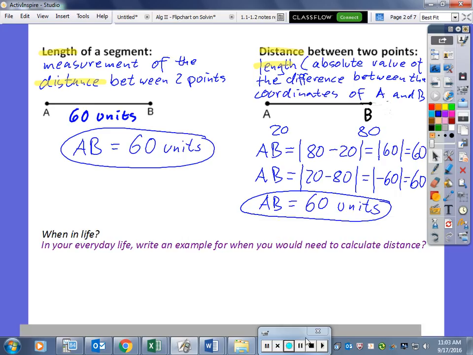So now stop the video for a second and think about and write down in the side margin of your note page, when in your everyday life do you need to calculate distances?